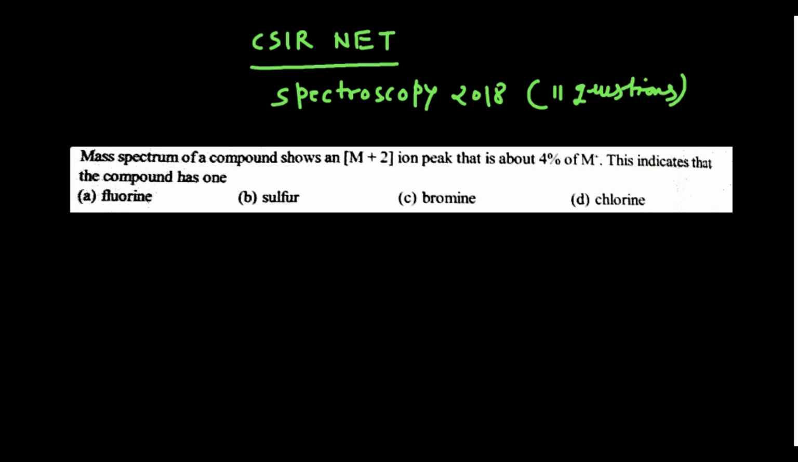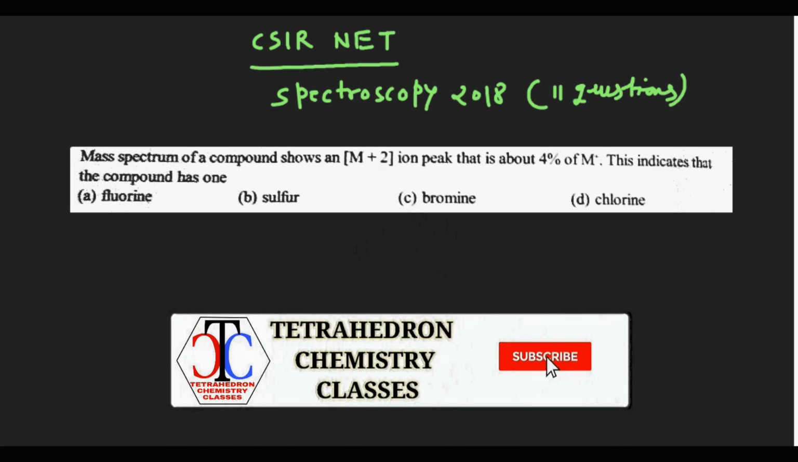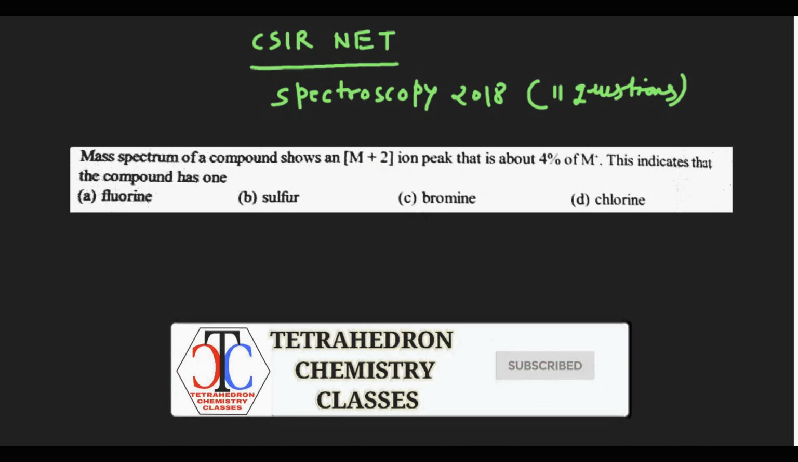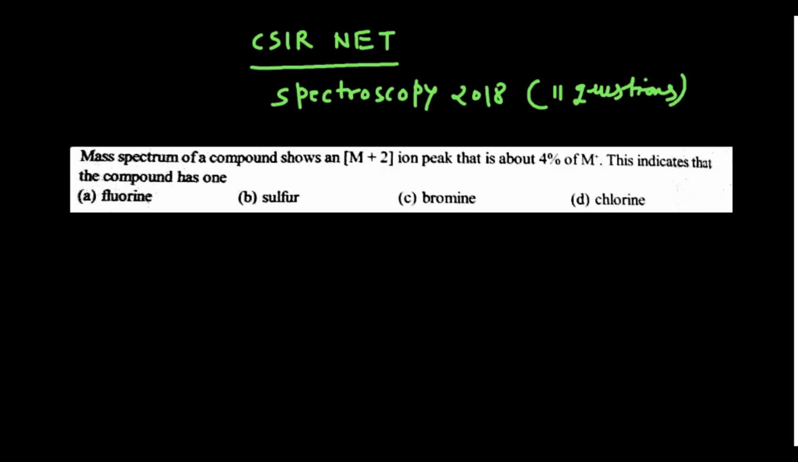So this indicates that the compound has. If your compound shows an M+2 peak which is about 4% of the molecular ion peak, then you have to predict which element can be present in your compound: fluorine, first option; second is sulfur, third is bromine, and fourth is chlorine. This question has nothing to do with mass spectrometry exactly. If you only have knowledge about the percentage abundance of the different isotopes, then you will be able to solve this problem.